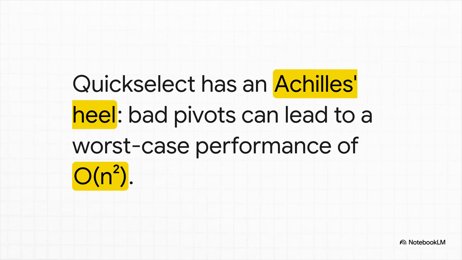But there's always a catch, right? It is so important to understand QuickSelect's one big weakness, its Achilles heel. If you get incredibly unlucky with your random pivots, like if you keep picking the smallest or the largest element over and over, that whole divide and conquer strategy just falls apart. You end up barely shrinking the problem in each step, and that leads to that terrible quadratic performance. Now, it's really rare, but it can happen.